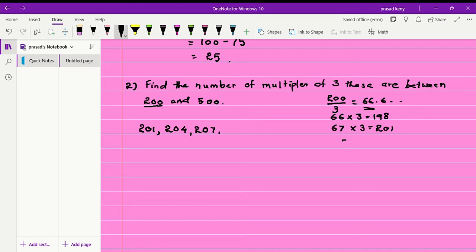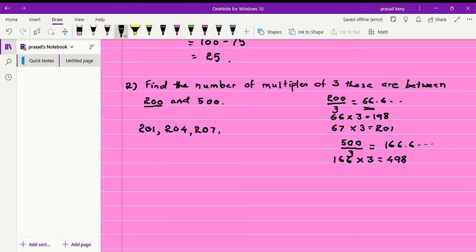So what will be the last multiple? I want the last multiple of 3 that is just less than 500. So divide 500 by 3, you will get 166.66. So take the integer part 166 and multiply it by 3, and that will be 498.